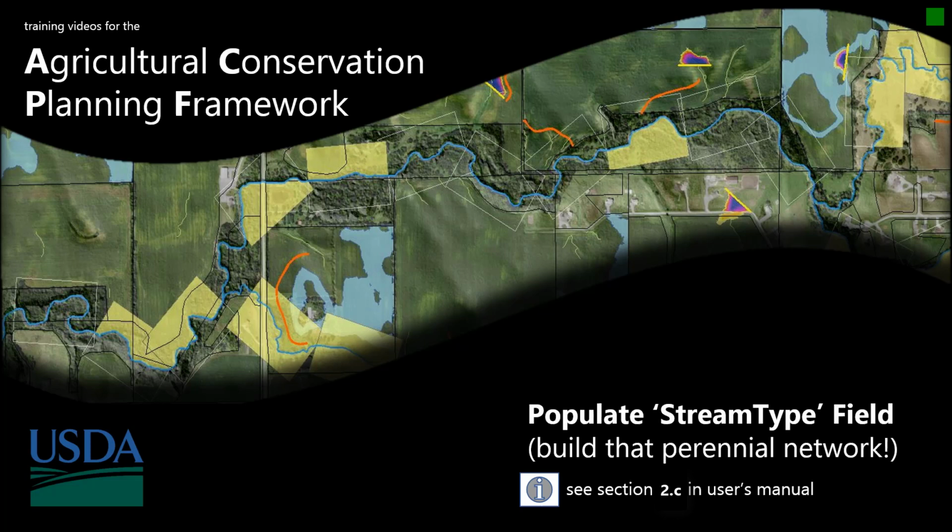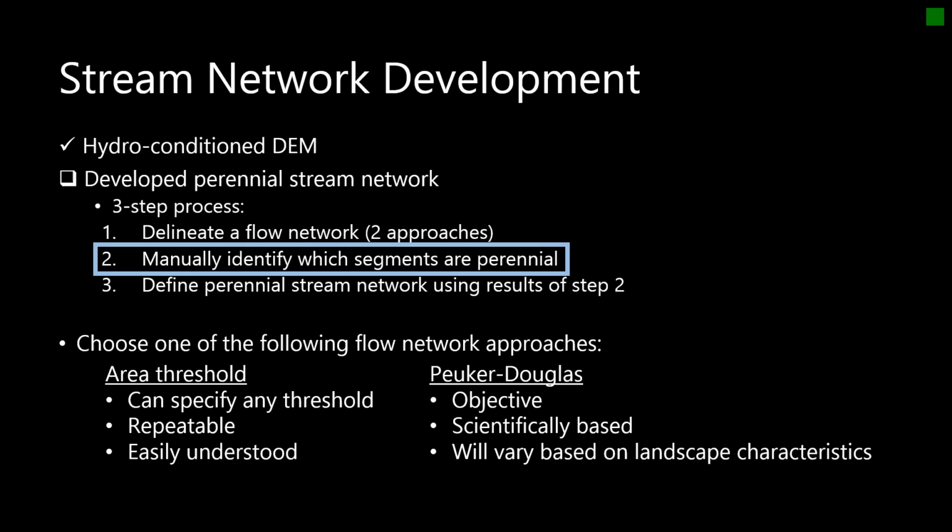In this video, we are going to start building our perennial stream network by populating the stream type field of a flow network. Alright, so we have the hydroconditioned DEM and associated derivatives. We've completed the first step of the three-step process by delineating a flow network using one of the two methods. And now we're moving on to the second step, where we get to manually identify which segments are perennial.